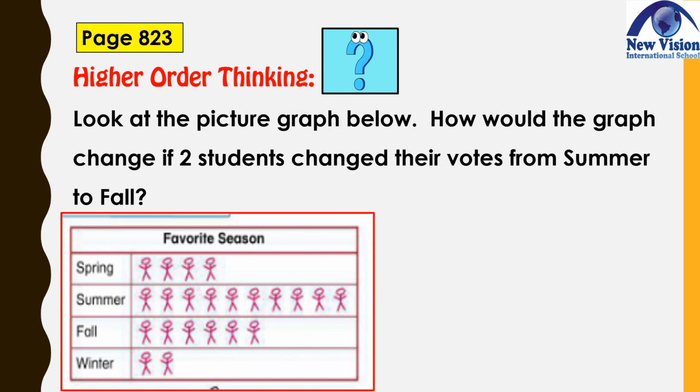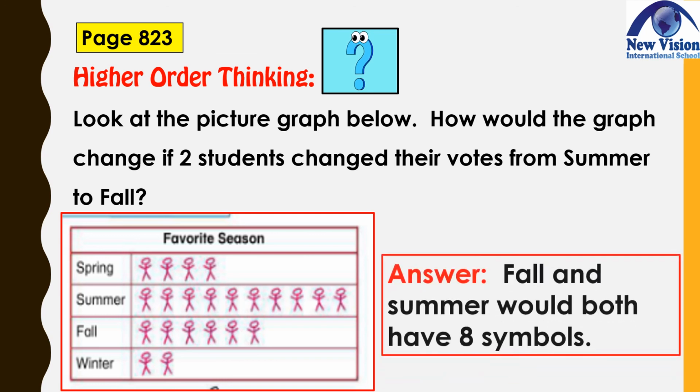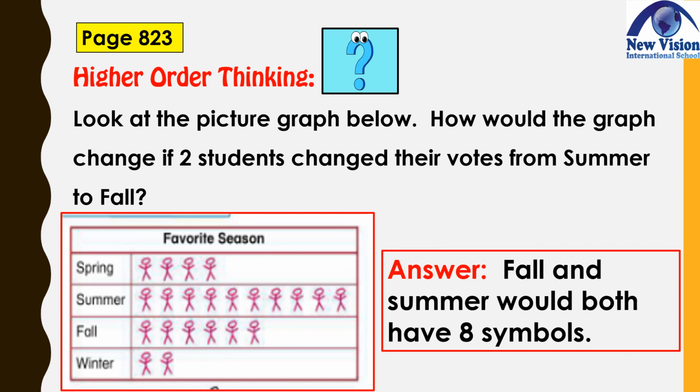We are still on page 823, Higher Order Thinking. Look at the picture graph below. How would the graph change if 2 students changed their votes from summer to fall? Answer: fall and summer would both have 8 symbols.